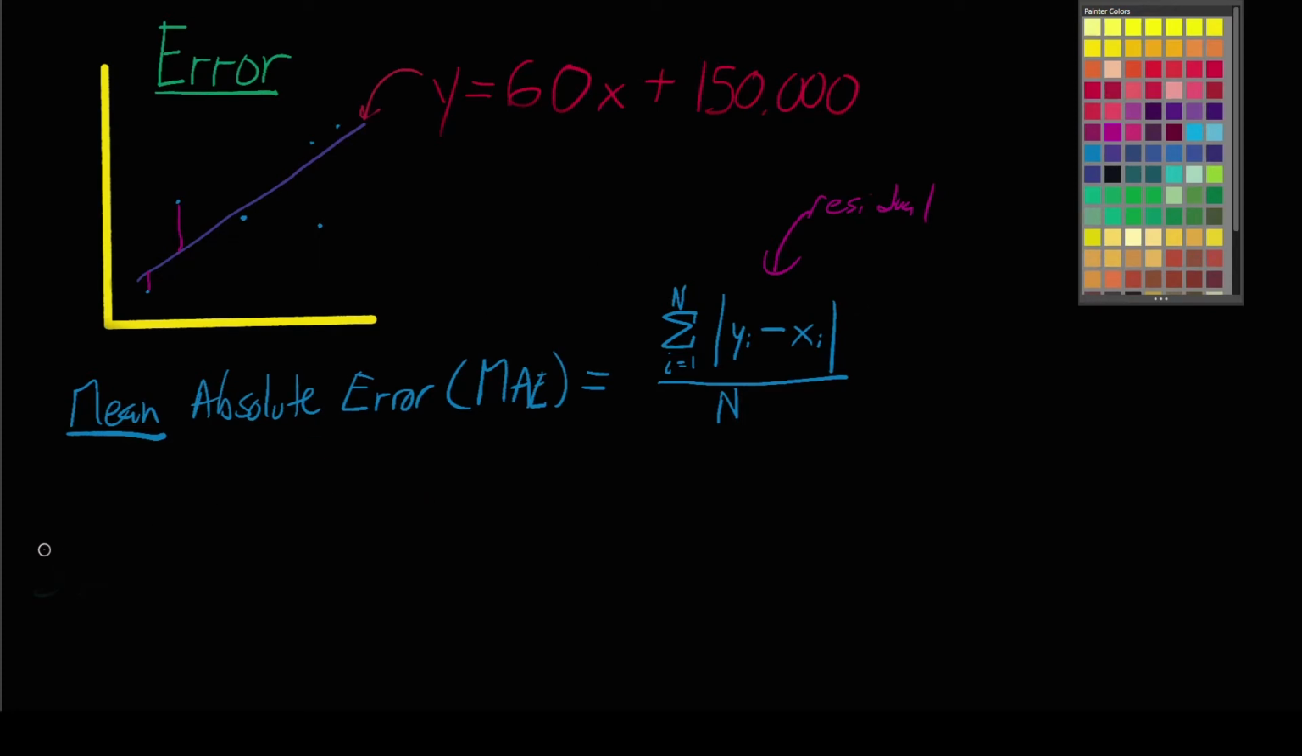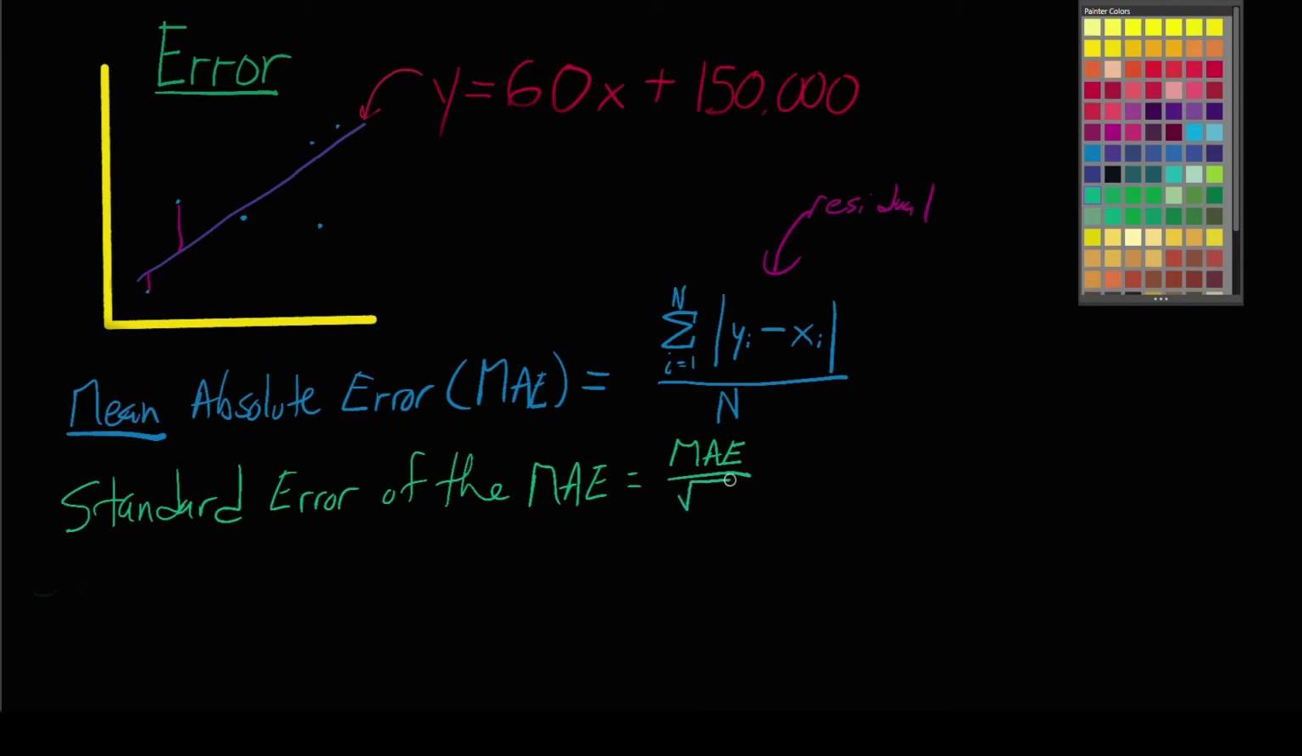Now, one other thing I'm going to show you that we will do is we will also, let's go to green. We also are going to calculate the standard, this is going to be a mouthful, by the way, the standard error of the mean absolute error. And yes, that's a lot, but it's a really simple calculation. It's just the mean absolute error, divided by the square root of the total number of properties.